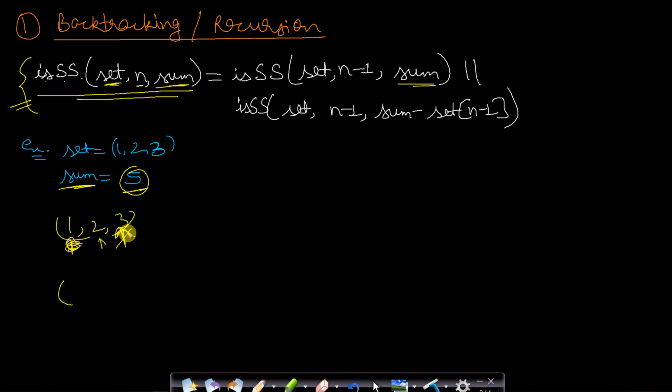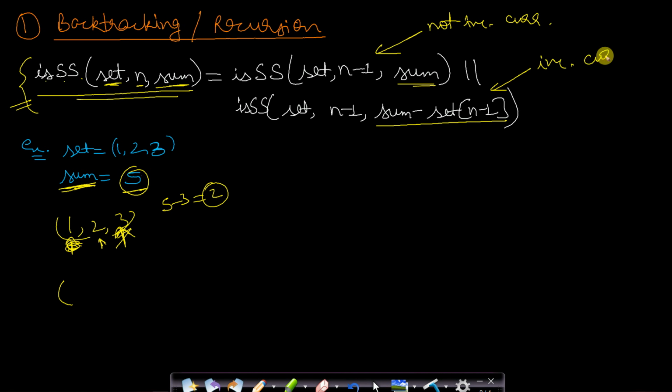But if I include the current element 3, then what will happen? We will decrease the number of elements in the set because we will move on to the previous element, and when we include this, the sum required will also decrease. And by how much will it decrease? In this case it will decrease by 5 minus 3, which is equal to 2. That is sum minus set[n-1]. So this is the basic recursive equation. The first part is not including the current element, and the second one is including the current element. Every element has 2 choices, and this is a logical OR symbol.